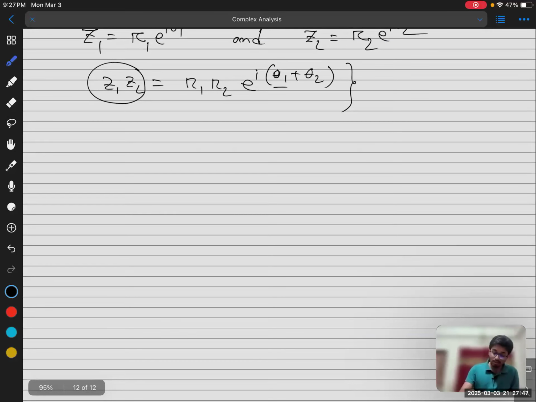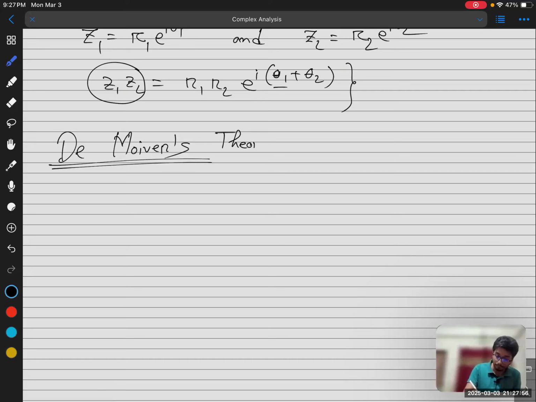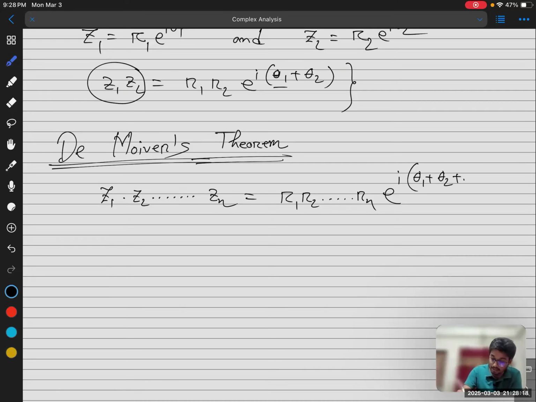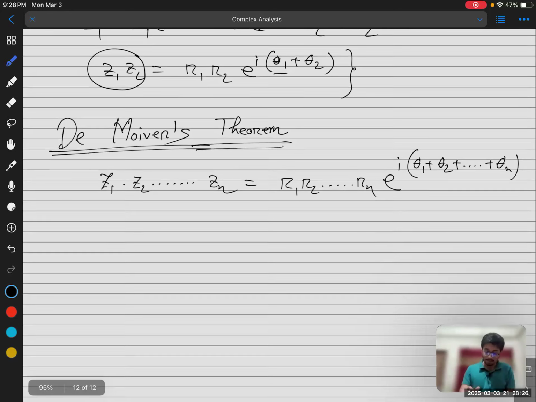So from here we can also prove de Moivre's theorem. Let's say z1 up to zn, we are considering the multiplication of complex numbers. Then what do we get? r1 times r2 and up to rn, e to the power i (theta 1 plus theta 2 plus and up to theta n). So we are taking the multiplication of n complex numbers in polar form, and they take this form.